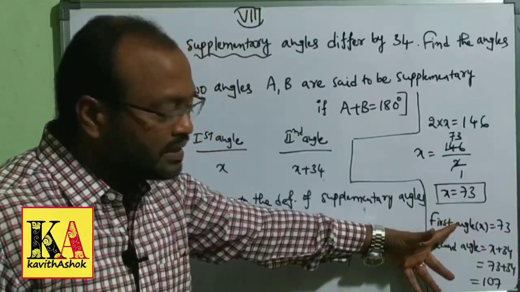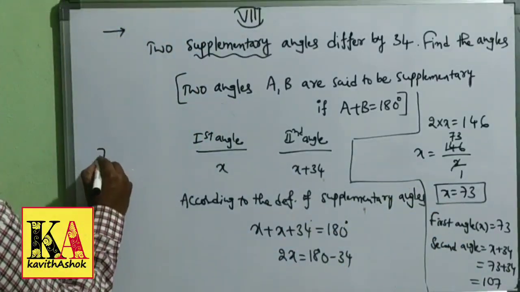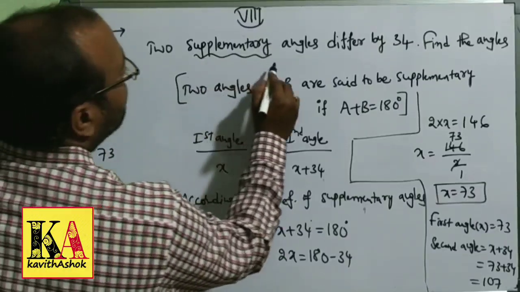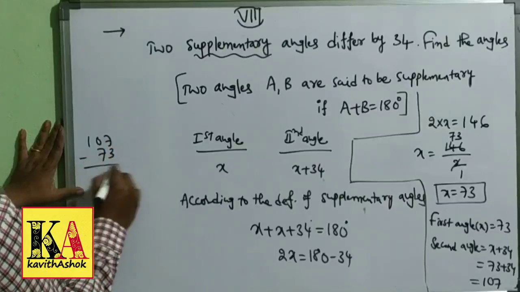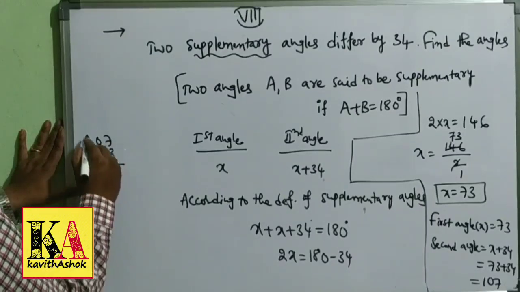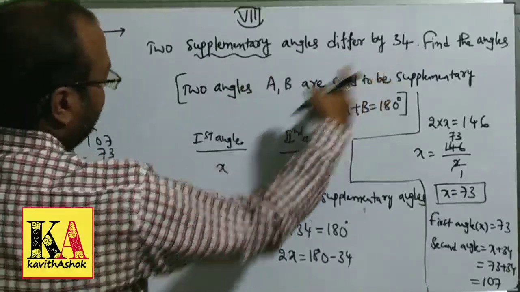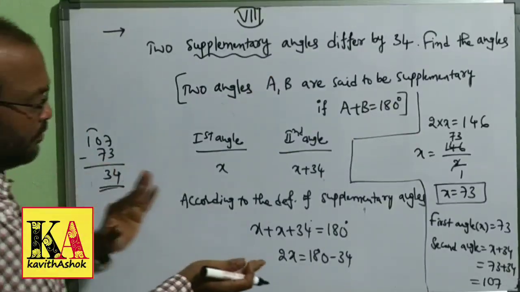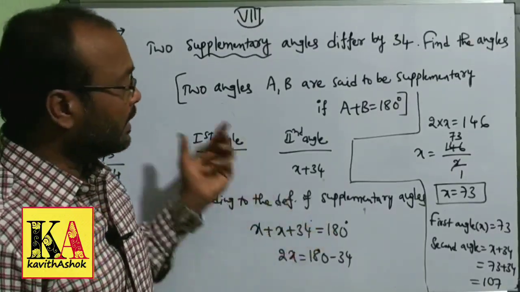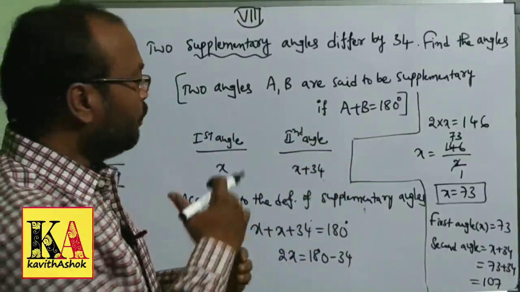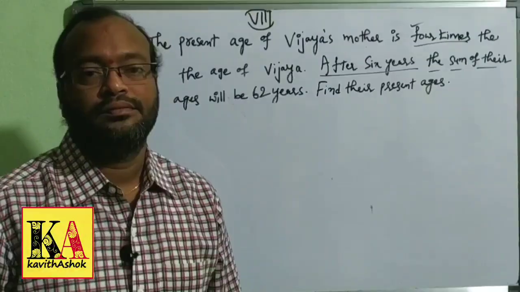If you want to check whether these two angles are supplementary, simply add these two. What he says here, differ by 34, means 107 minus 73. 7 minus 3 is 4, 10 minus 7 is 3, so 34. The difference is 34 here. And if we add these two, we get 180 degrees. So like this we have to find out the angles. If we know the definition of supplementary angle, the problem is very easy.